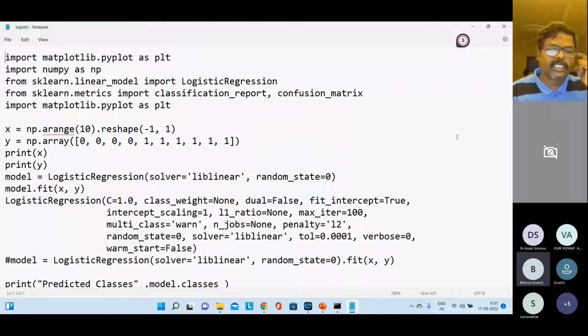You can share these Python programs for applications with students so that they can execute and learn and do various applications. See here, import matplotlib.